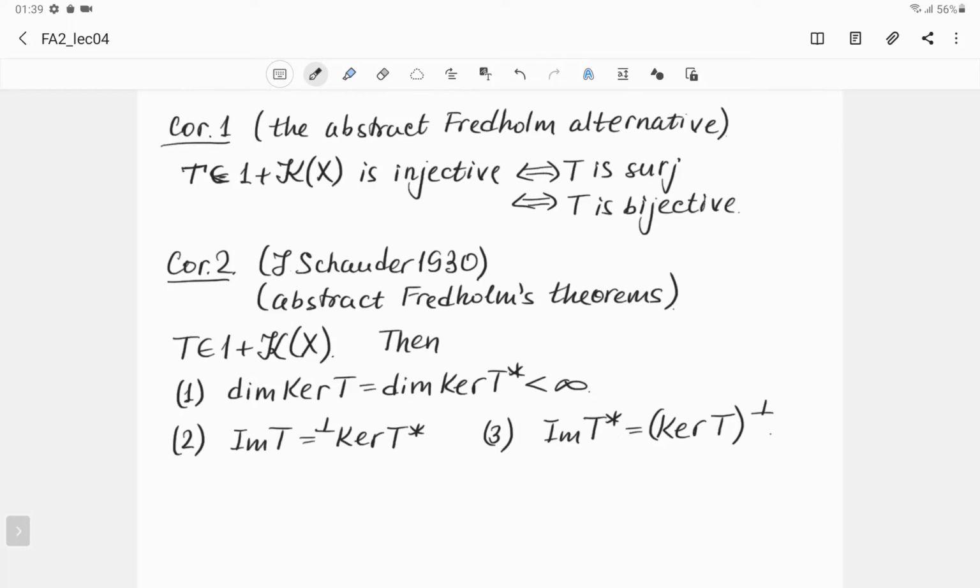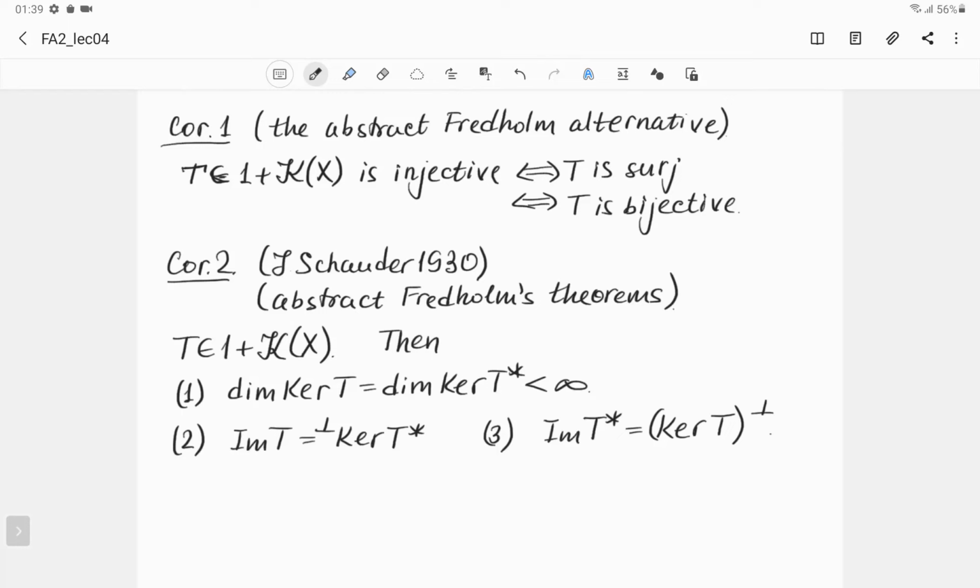And parts 2 and 3, again, from our point of view, they are trivial, because we know from our previous lecture that parts 2 and 3 hold for each operator with closed image. This is a part of the closed image theorem. And the Fredholm operator has closed image. So from our point of view, indeed, this is a trivial corollary from Riesz theorem.